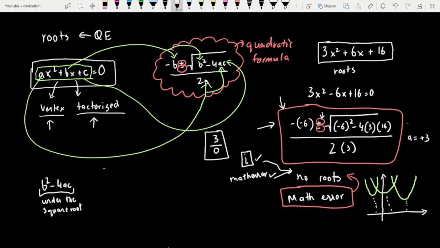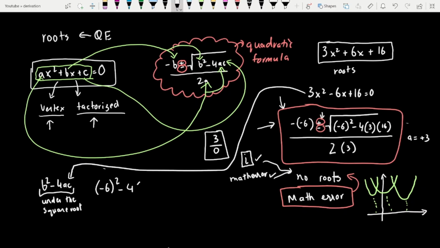So what we do is we solve out this b squared minus 4ac term. In this quadratic equation, my b was actually negative 6. So my b is going to be negative 6 squared minus 4, and then my a is 3 and my c is 16. We know negative 6 squared is just going to be 36. So 4 times 3 is 12, and then 12 times 16 is going to be 192.